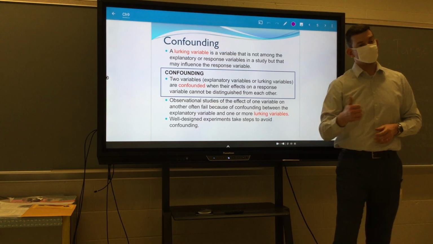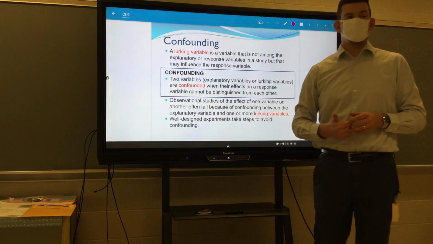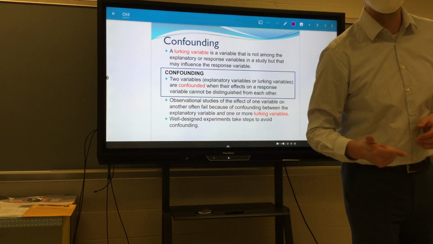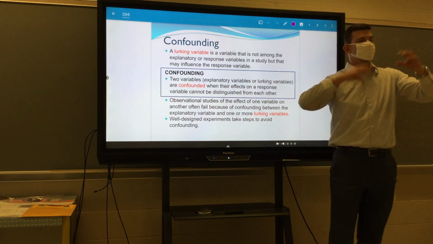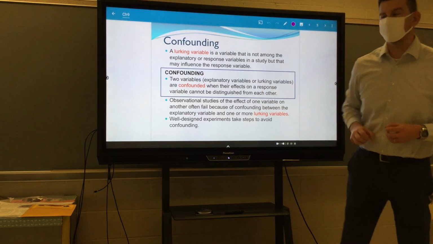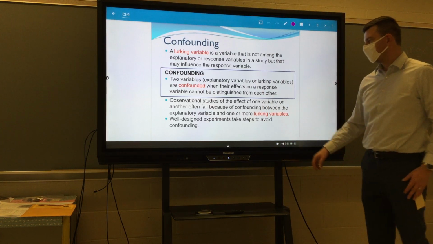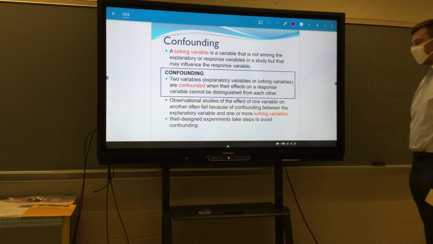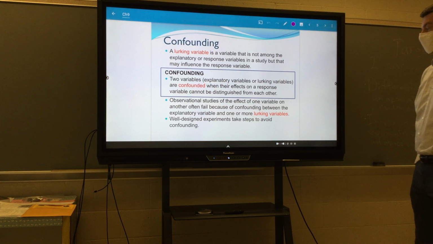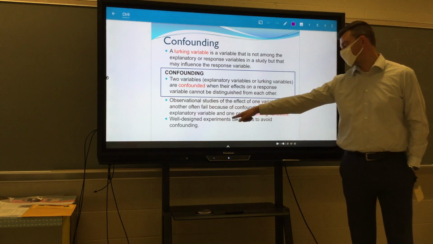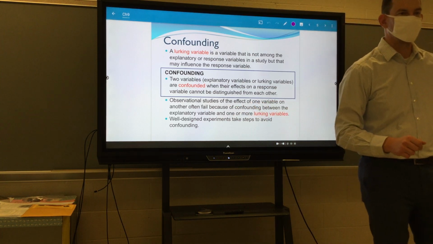As to somebody with poor dietary habits, it's not surprising that they have poor exercise habits or other poor habits. These things kind of go in clusters with one another. Observational studies of the effect of one variable on another often fail because of confounding between the explanatory variable and one or more lurking variables. Well-designed experiments take steps to avoid confounding.